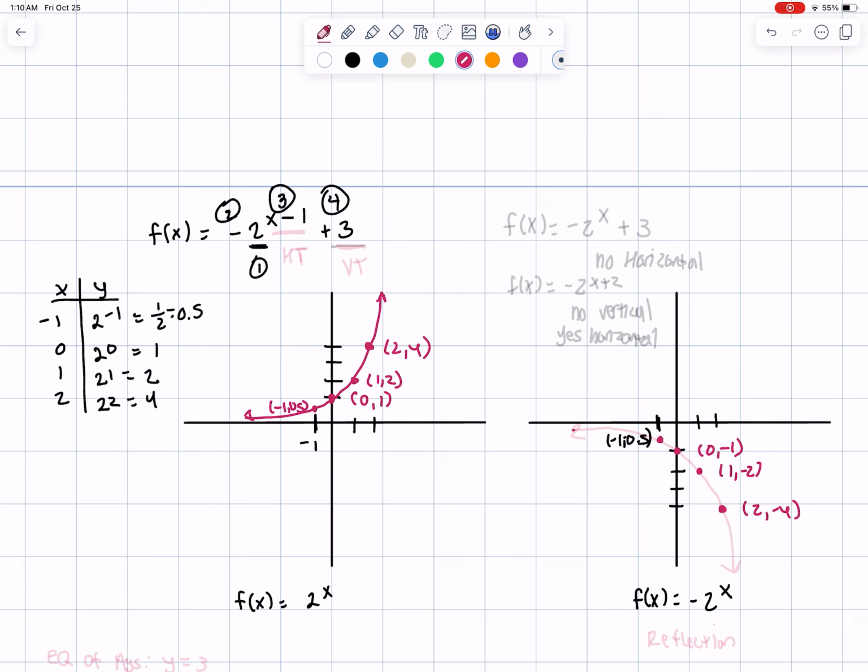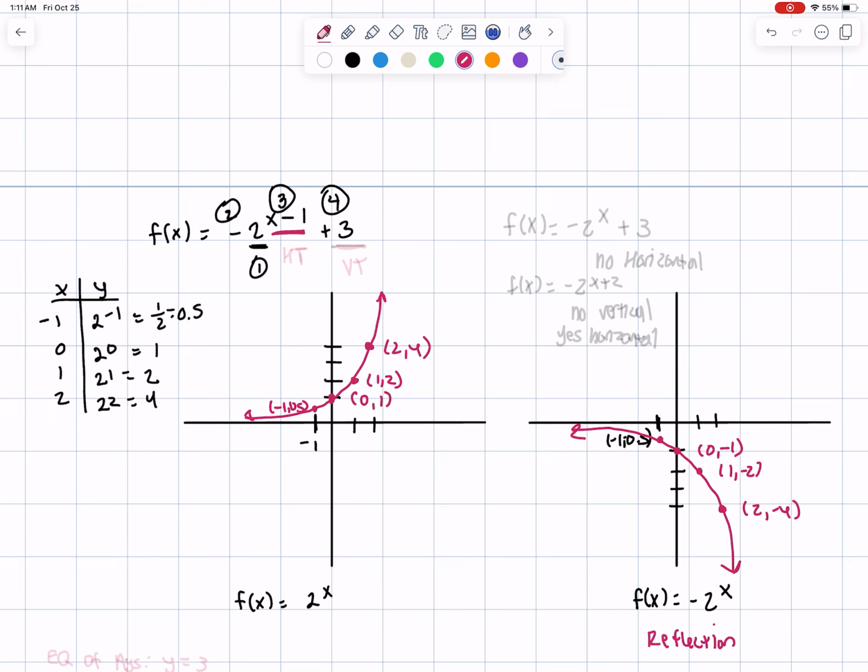So now we can draw our line. Okay, so now we did the reflection. So this is the reflection. So the next graph is going to be our first transformation, which will be the x minus 1.